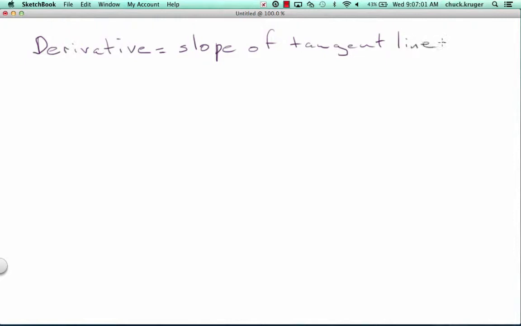Hi, we're going to talk about something called a derivative. And a derivative is spelled in this fashion, derivative. It is equal to the slope of a tangent line. And it is also called instantaneous rate, or what I call the rate at a moment.